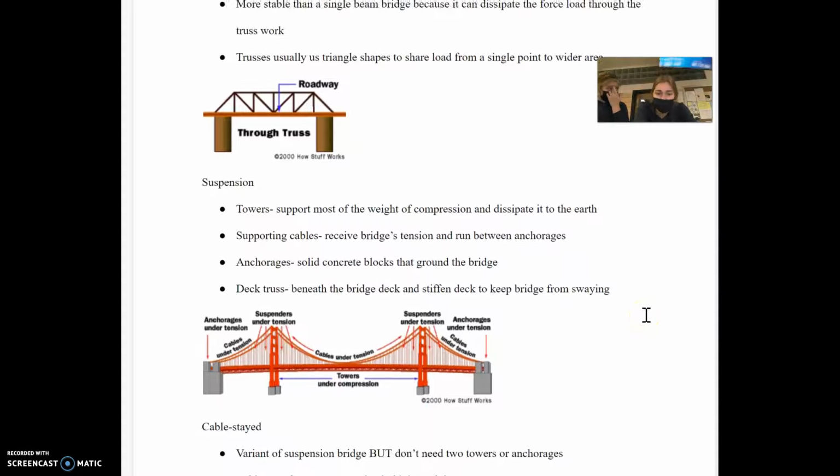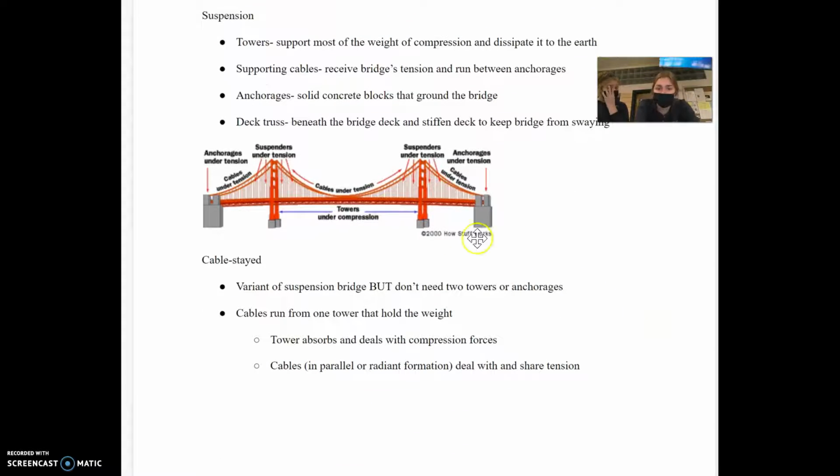And then there's usually also a deck truss that is underneath the bridge deck, like the normal road, just to keep it from swaying from side to side.